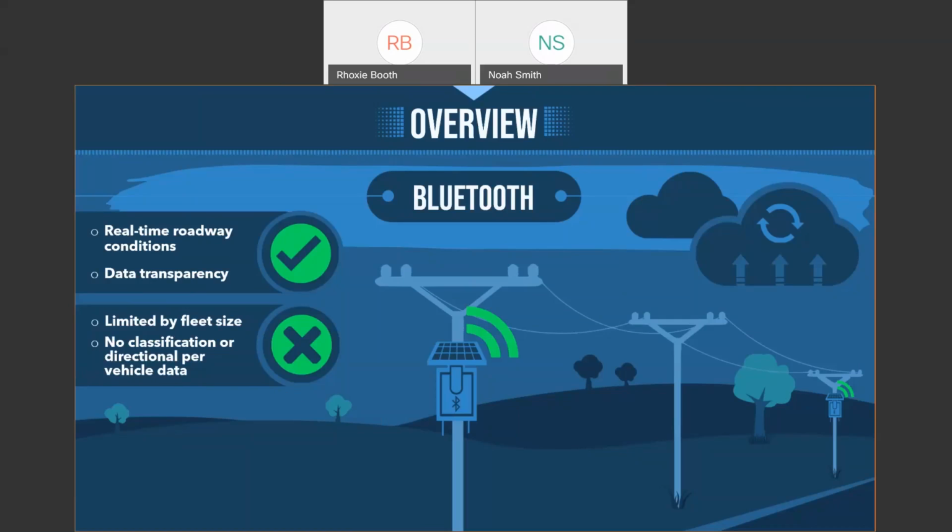So with Bluetooth, you're going to get real-time roadway conditions. A big part of all of our data is we love to be transparent, so you're going to get access to all the raw data. You are limited by the fleet size, the number of detectors that you're going to put out into the field, and with Bluetooth collection you can't separate heavies versus passenger vehicles, anything like that.